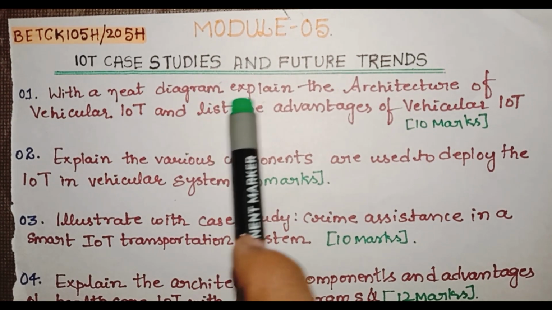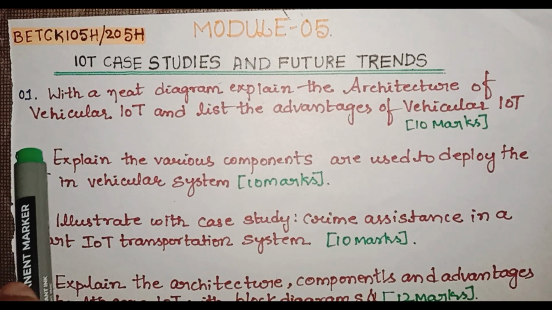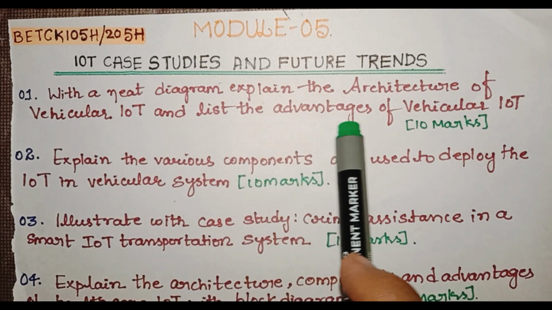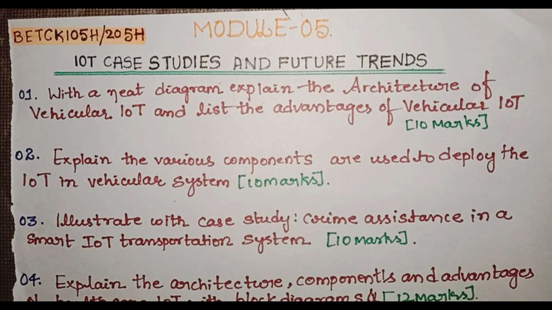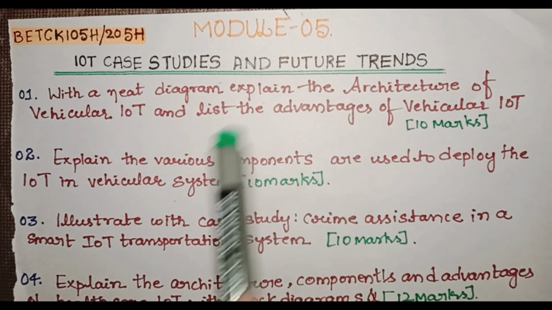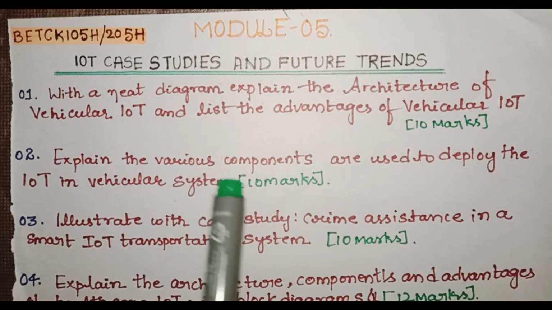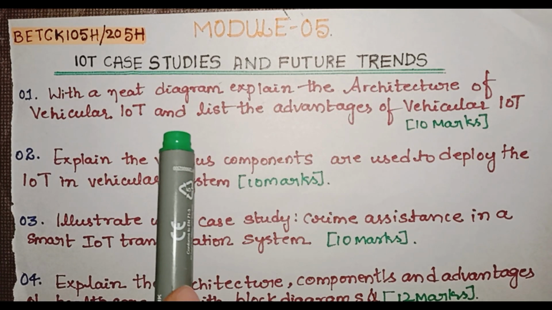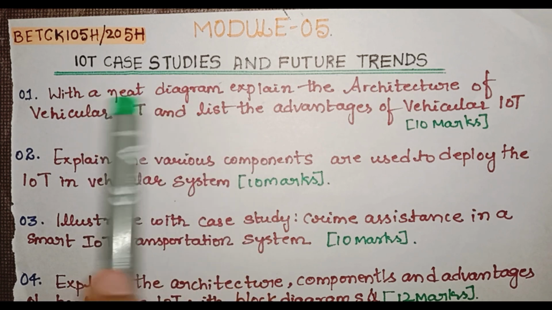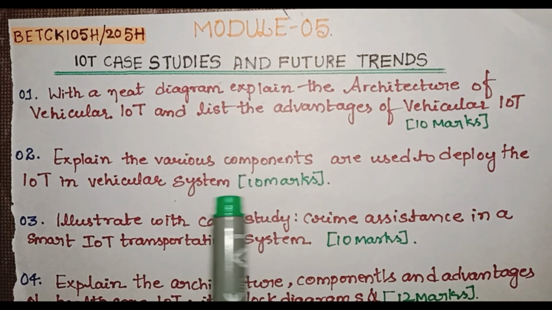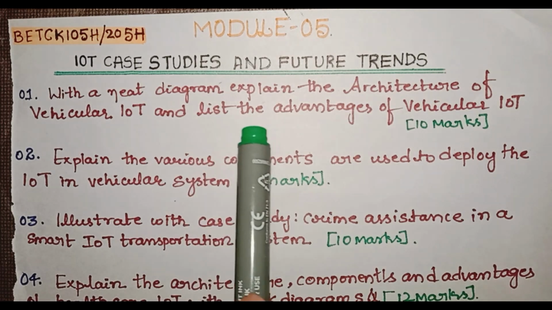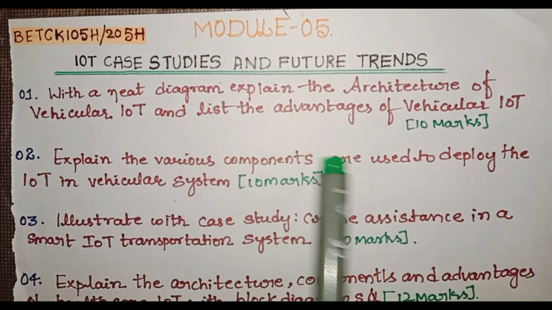With a neat diagram, explain the architecture of vehicular IoT and list the advantages of vehicular IoT. Here, with a neat diagram, you have to explain the devices or components such as device, fog, cloud, that are the components of the vehicular IoT, and you should also explain the advantages of vehicular IoT like easy tracking, fast decision making, connected vehicles, easy management, safety, and record. These are the advantages of vehicular IoT in case of IoT case studies and future trends.